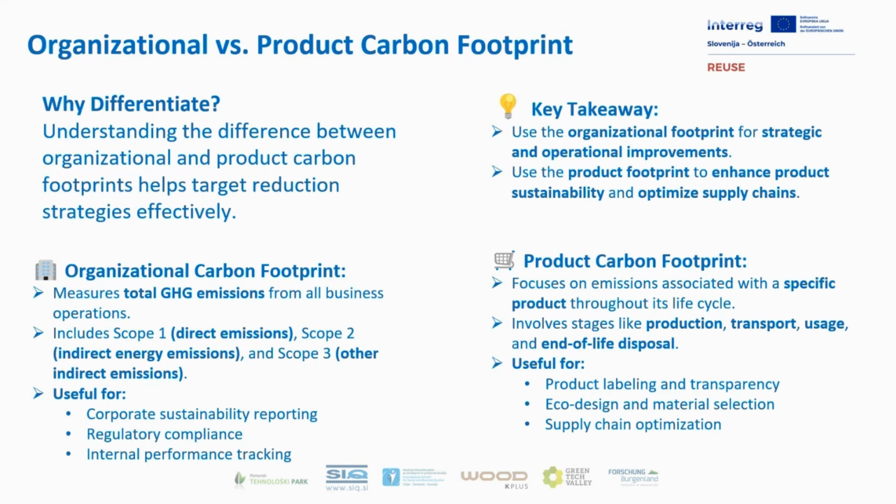So organizational carbon footprints are broken down into 3 categories, which we mentioned. The first one is Scope 1, direct emissions, Scope 2, indirect emissions from energy, and Scope 3, all other indirect emissions. This broad measurement allows businesses to assess their overall environmental footprint, helping them to prioritize their emissions reduction efforts and set high-level sustainability goals.